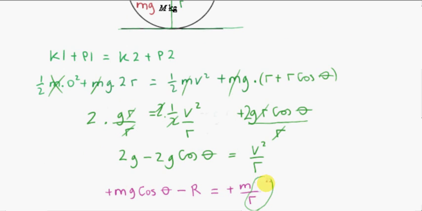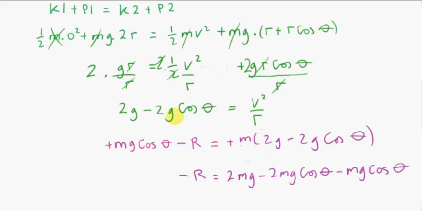So we get rid of v squared over r here, and we replace it with what we just got. So now we will just have an equation involving r and theta, so we can get r in terms of theta. So we replace v squared over r with 2g minus 2g cos theta. Okay, we shift over this mg cos theta, and we can gather up and change signs.